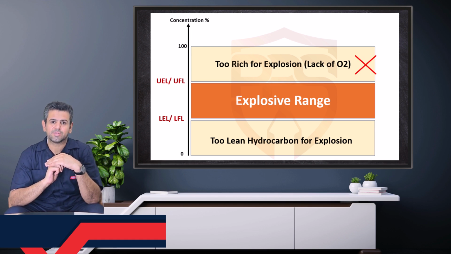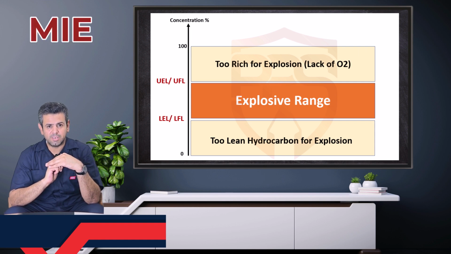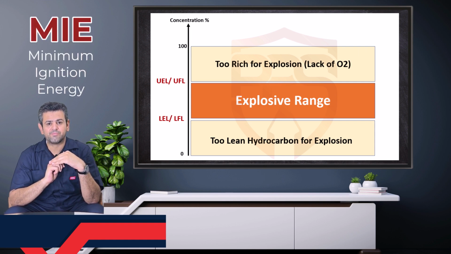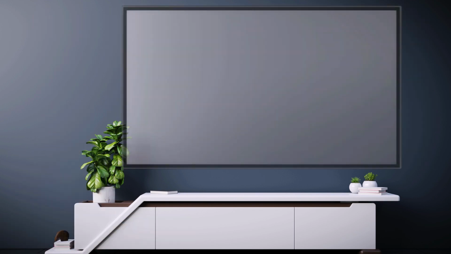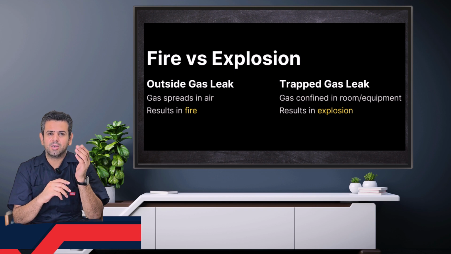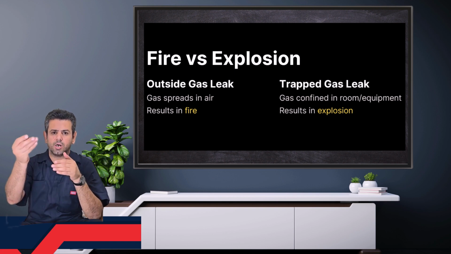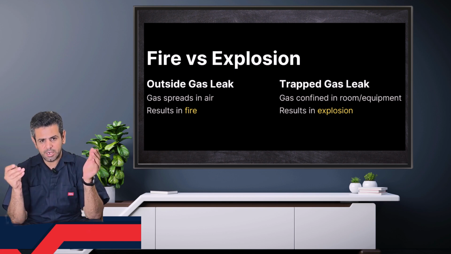And another important term is MIE, minimum ignition energy. It means the minimum energy needed to make a fire or an explosion. This energy can be provided by runaway reactions, hot works, ignition sources, surface temperature, and even static electricity.